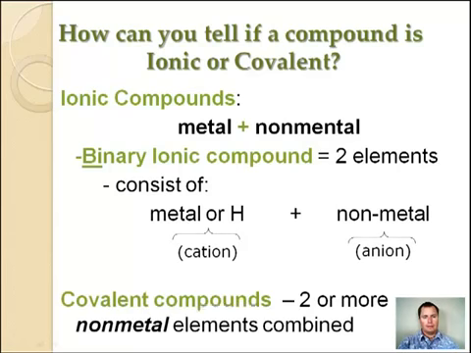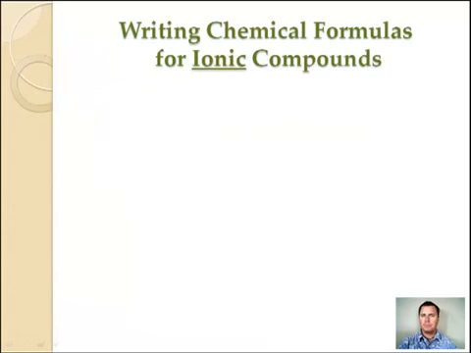Now, covalent compounds, they're going to consist of 2 or more non-metals stuck together. So both elements, or all elements, are going to come from the right-hand side of the stair steps in the periodic table. So if it's 2 elements and they come from opposite sides, they're going to be a binary ionic compound. If it's 2 or more and they all come from the right-hand side of the periodic table, they're going to be a covalent. So just looking at where the elements are found in the periodic table is going to let us know what they are.